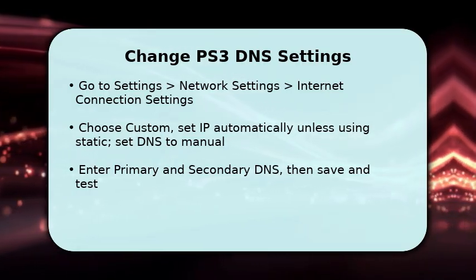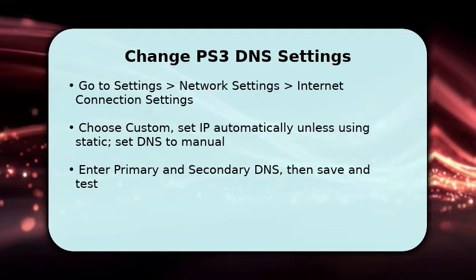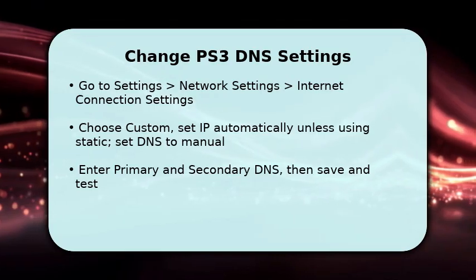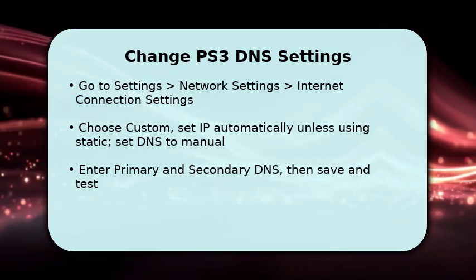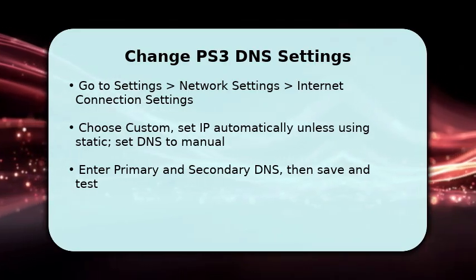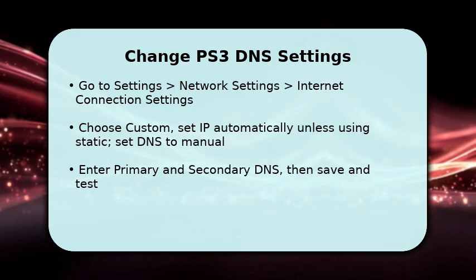If you used DHCP, leave IP automatic. If you relied on a static IP, enter it exactly. When you reach DNS, switch to manual and type the primary and secondary DNS you gathered earlier, then save those values. After saving, run the Ps3 network test.